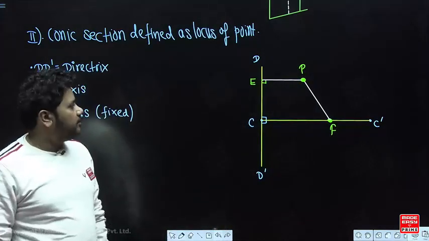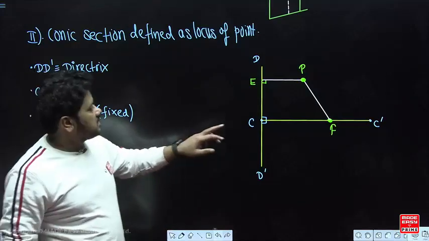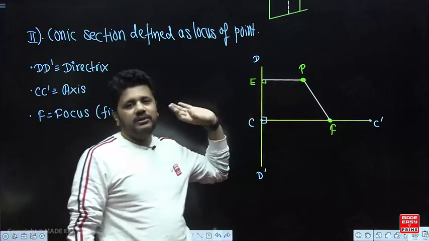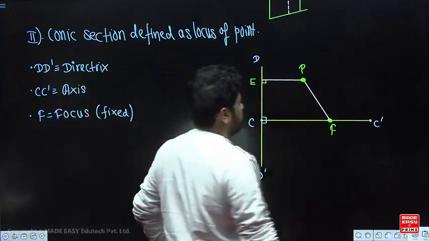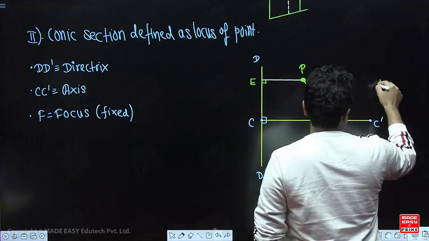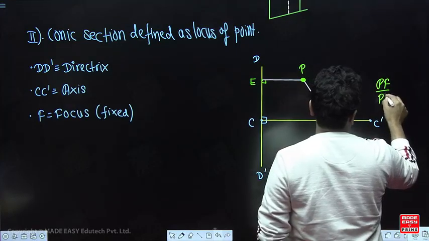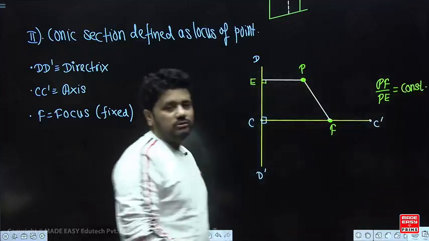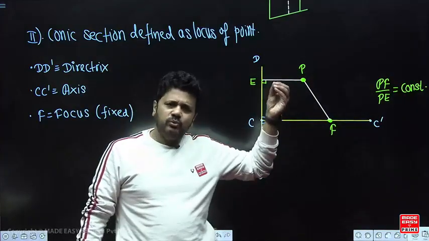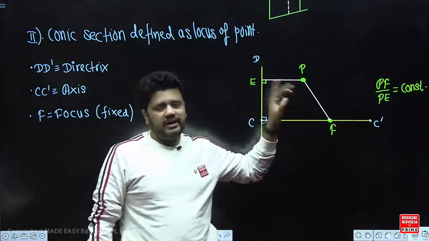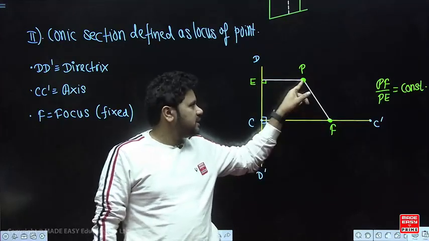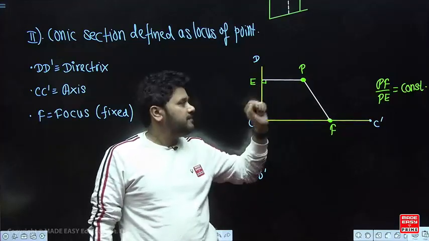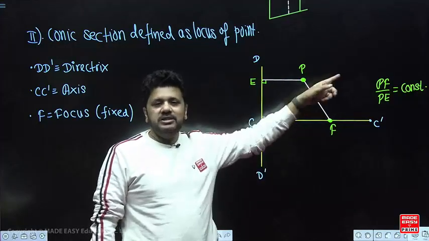So I am going to consider a point in this plane such that the ratio of the distance of the point from the focus and from the directrix bears a constant ratio. That means PF upon PE is always constant, correct? So this point is going to move. I have taken one point in this plane, anywhere you can take. If I find the ratio of the distance from the focus and the distance from the directrix, it has to be constant.